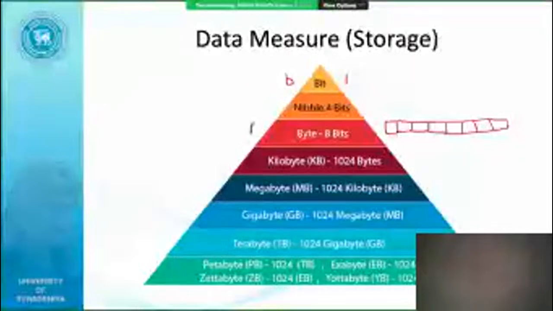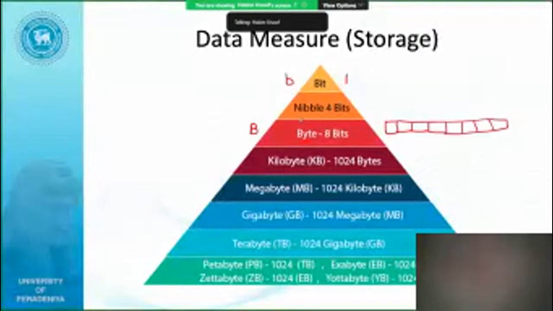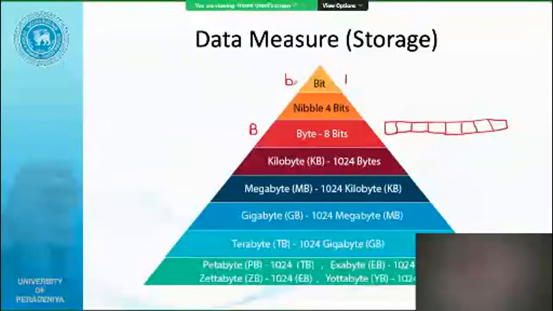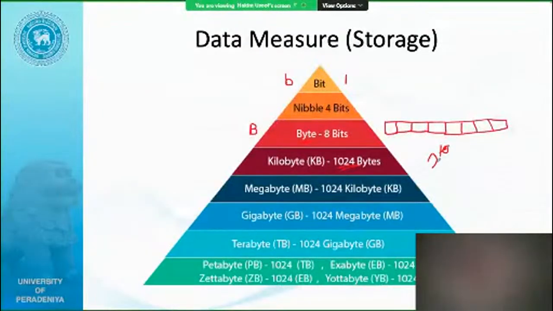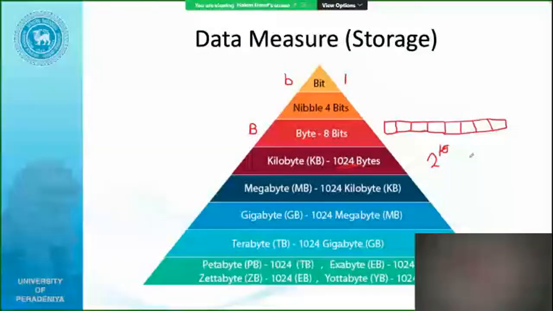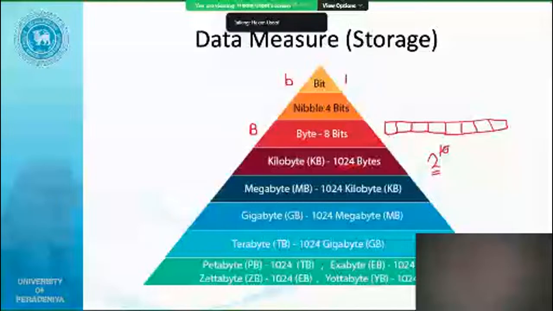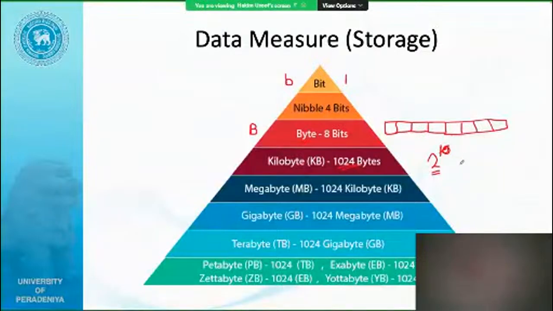A byte is written with a capital B, and a simple lowercase b means bits. If you see a capital B, that means bytes. A simple b means we are talking about bits. If you take 1024, remember, we take 1024. Why? Because we take 2 to the power 10, because each bit can be 1 or 0. 2 to the power 10 is 1024.